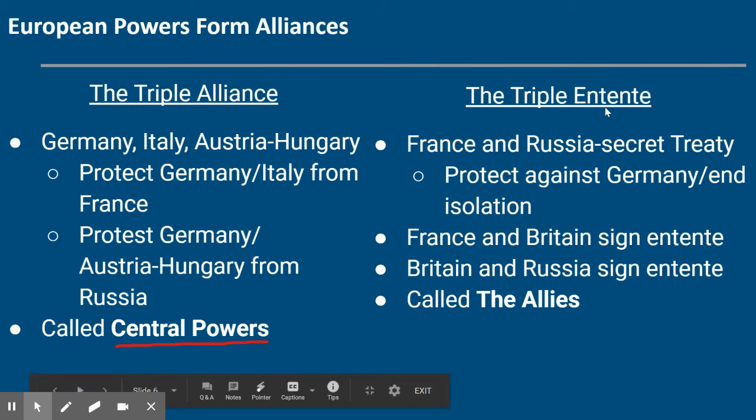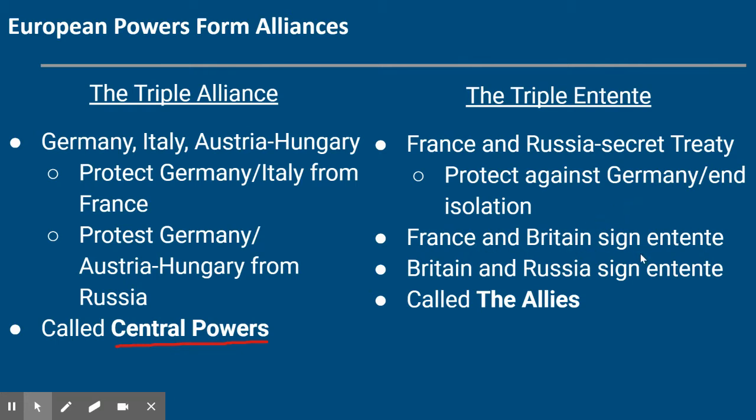On the other side, we have the Triple Entente. And if you remember, an entente is a non-binding agreement. So this is more of a loose confederation of nations. First, France and Russia sign a secret treaty to protect against Germany. France is worried because Germany has made allies with Italy and a lot of other people that surround it. So it naturally looks to Russia, who is also an enemy of Germany.